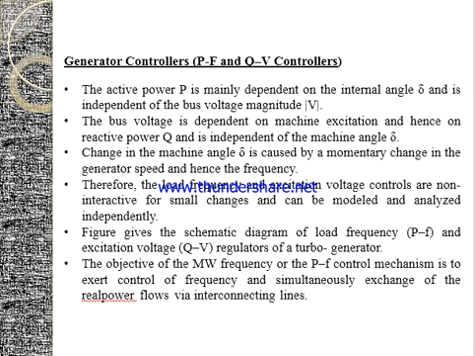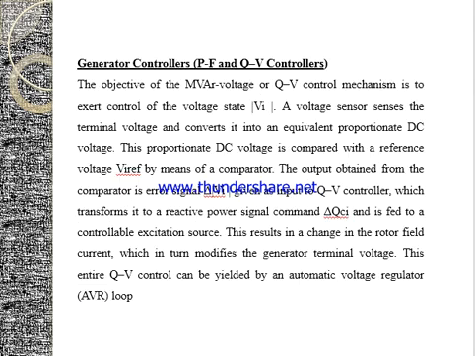The objective of the megawatt frequency or PF control mechanism is to control the frequency and simultaneously the exchange of real power flows via interconnecting lines. Also, the objective of the MVAR, that is the reactive power voltage or QV control mechanism, is to control the voltage. A voltage sensor senses the terminal voltage and converts it into an equivalent proportional DC voltage. This is compared to the reference voltage, and the error is given as an input to the QV controller, which transforms it into a reactive power signal. This is then fed to the controllable excitation source. This results in a change in the rotor field current, which in turn modifies the generator terminal voltage. Thus, the entire control is achieved by an automatic voltage regulator loop.